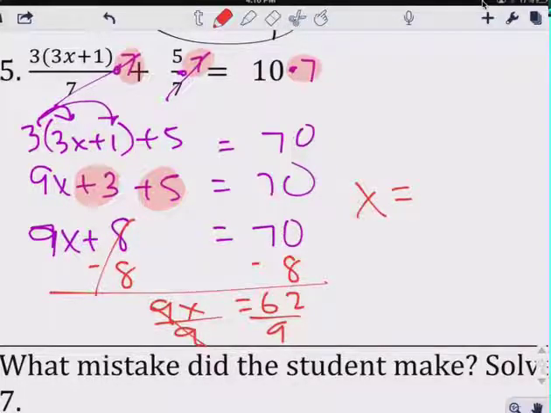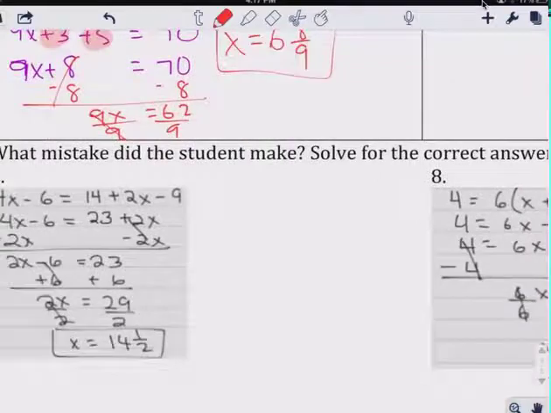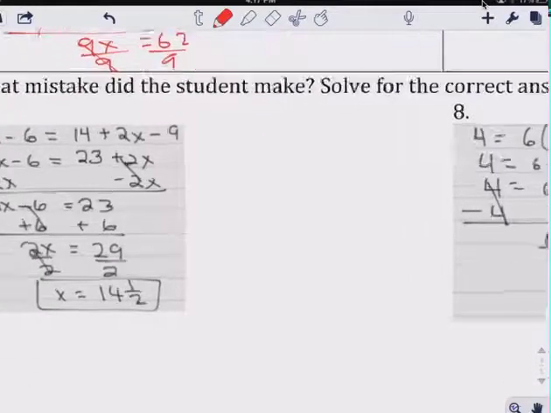That's 7 times 9 is 63. Too much. 6 with 8 over 9 as a remainder. Remainder 8 over 9. Okay? Now this mistake here.